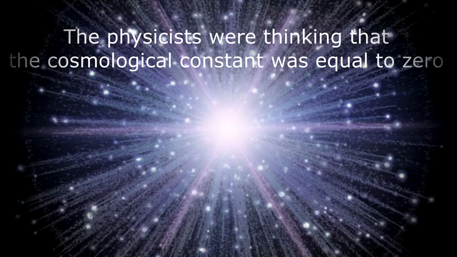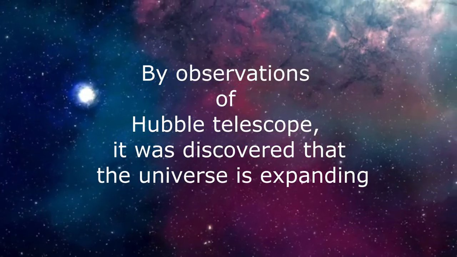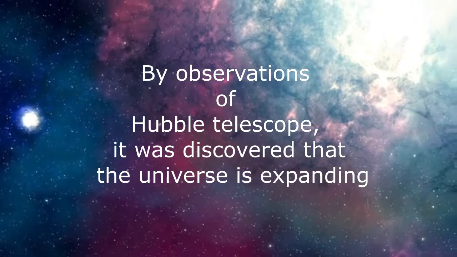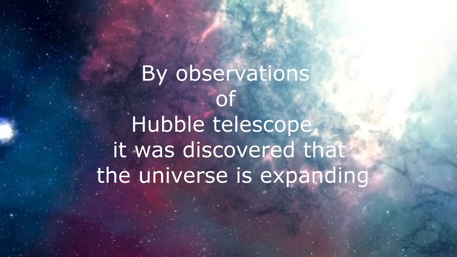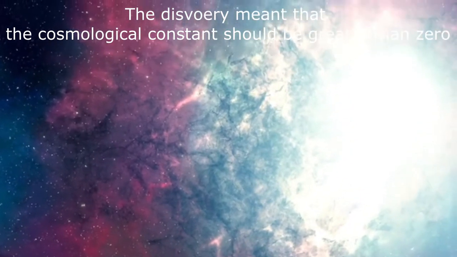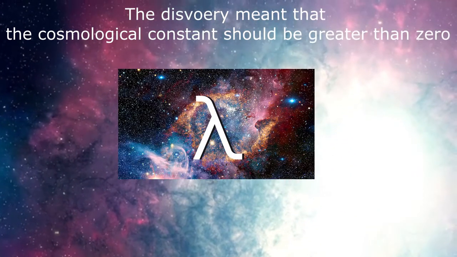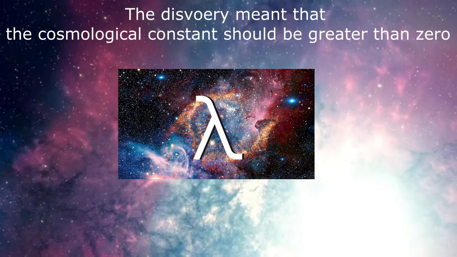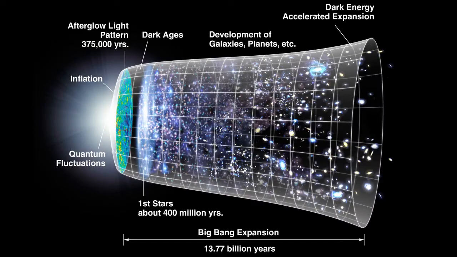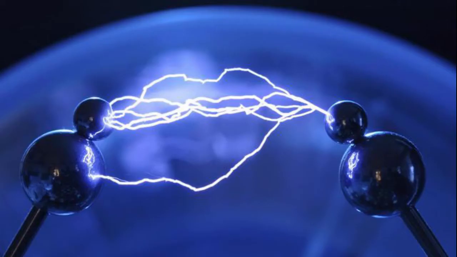Until the late 1990s, most physicists assumed the cosmological constant to be equal to zero. That changed with the surprising discovery in 1998 that the expansion of the universe is accelerating. Today it is accepted that the constant is greater than zero. The cosmological constant lambda is the simplest possible explanation for dark energy, and is used in the current standard model of cosmology. Another constant is the elementary charge.